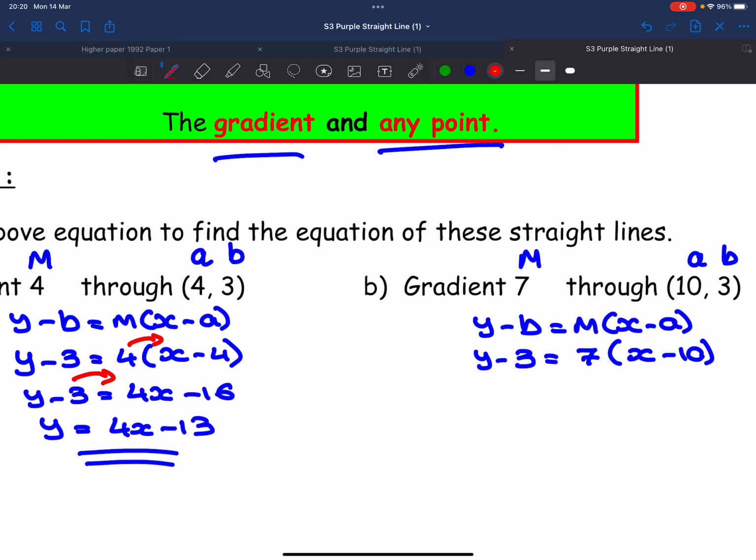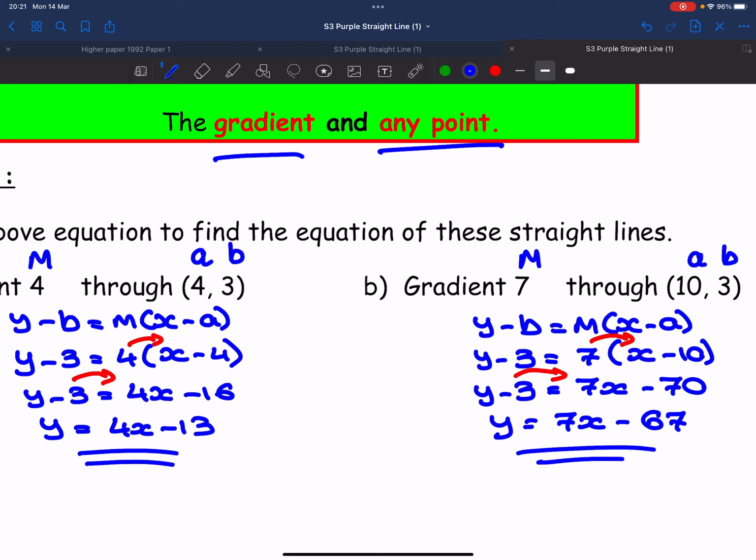So again, you must expand your brackets. So that will give me y minus 3 is equal to 7x minus 70. Take your minus 3 across, gather like terms. So we get y is equal to 7x minus 70 plus 3, which is minus 67. Okay.